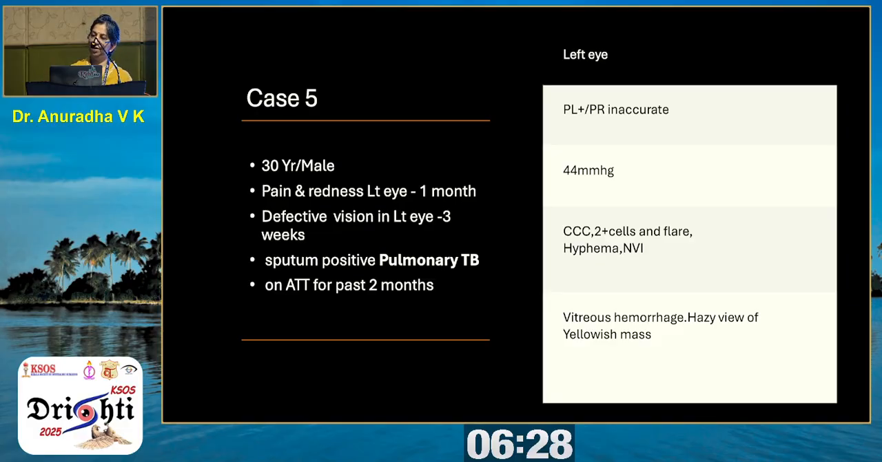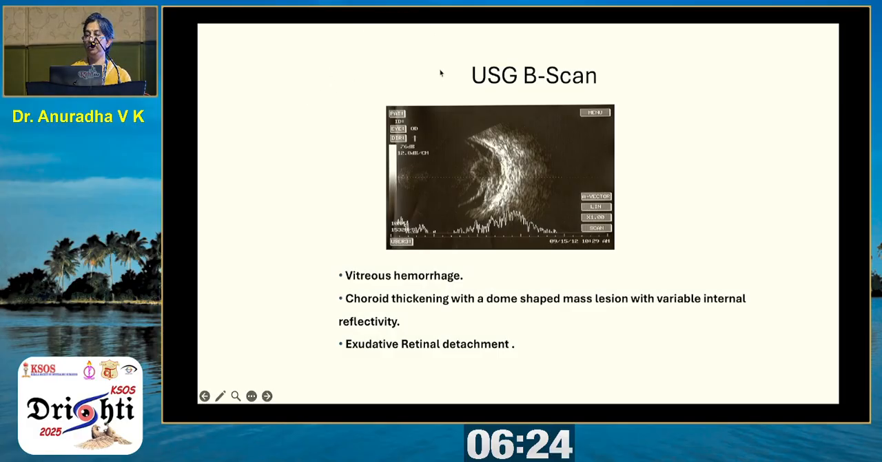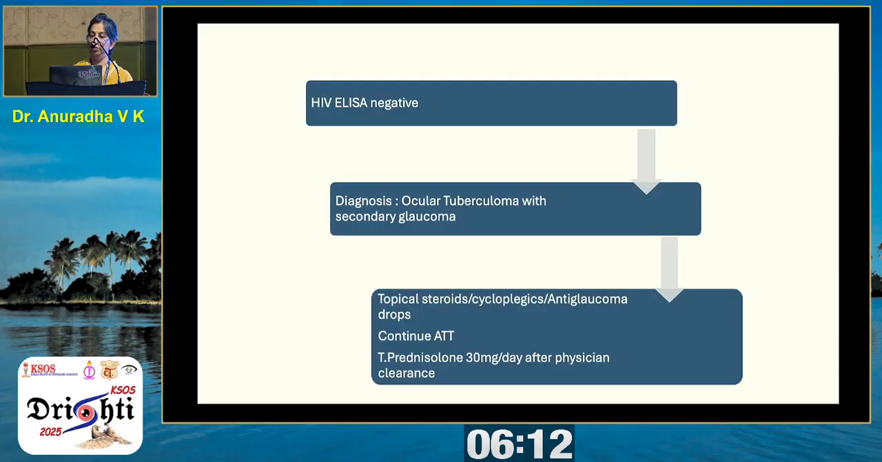The media was very hazy, and through the haze, we could see a yellowish mass at the back of the eye, confirmed on B scan. You can see here a dome-shaped mass with variable internal reflectivity and exudative retinal detachment. So this was thought to be more fitting with a granuloma. He was HIV negative, so we put 2 and 2 together. You have a yellowish mass happening in a patient who was on treatment for pulmonary TB. So after clearance, we started him on oral steroids under cover of ATT, of course.